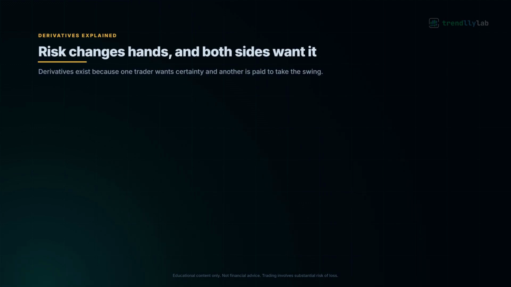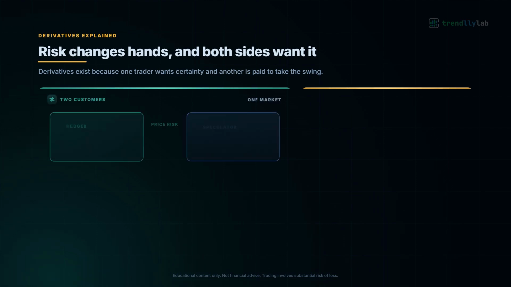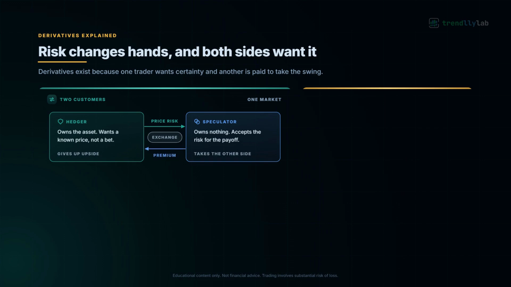Derivatives exist because one trader wants certainty and another is paid to take the swing. Risk changes hands, and both sides want it. Two customers, one market, and price risk between them. On one side, the hedger, who owns the asset and wants a known price rather than a bet. On the other, the speculator, who owns nothing and accepts the risk for the payoff. The exchange sits between them. The hedger gives up upside. The speculator takes the other side, and premium changes hands.